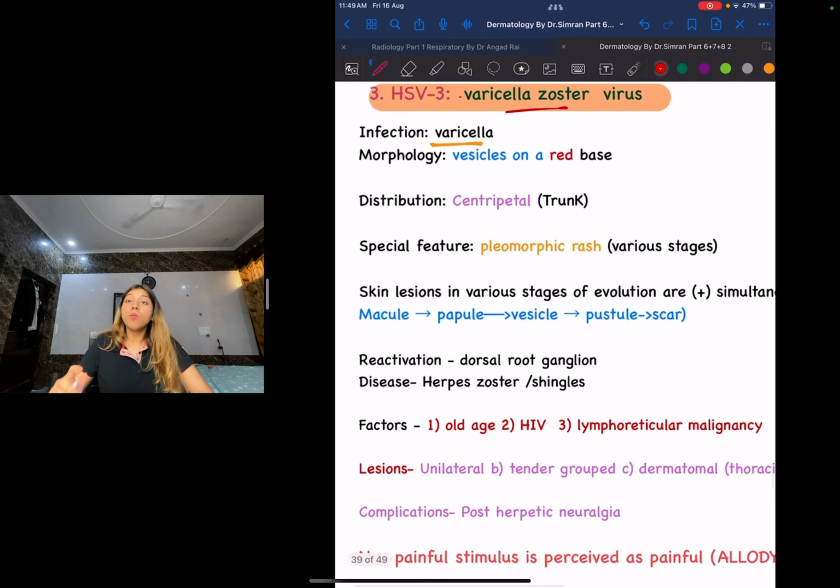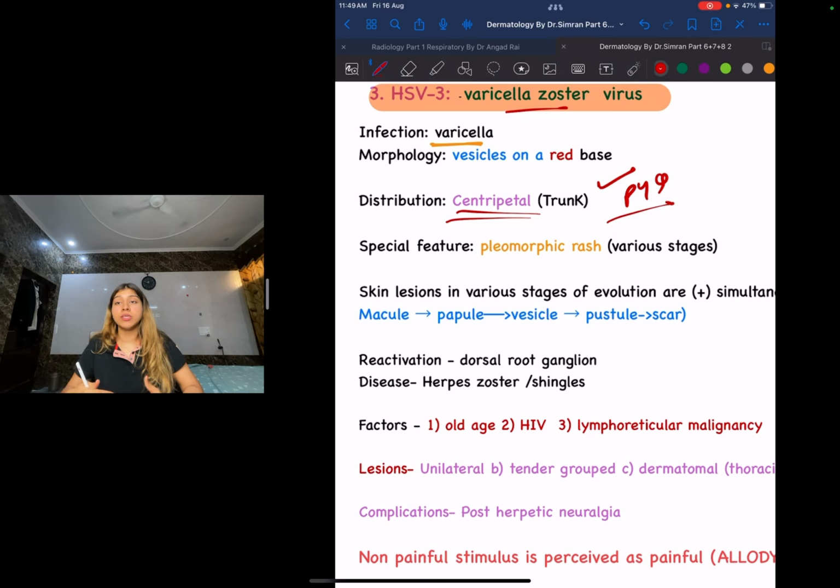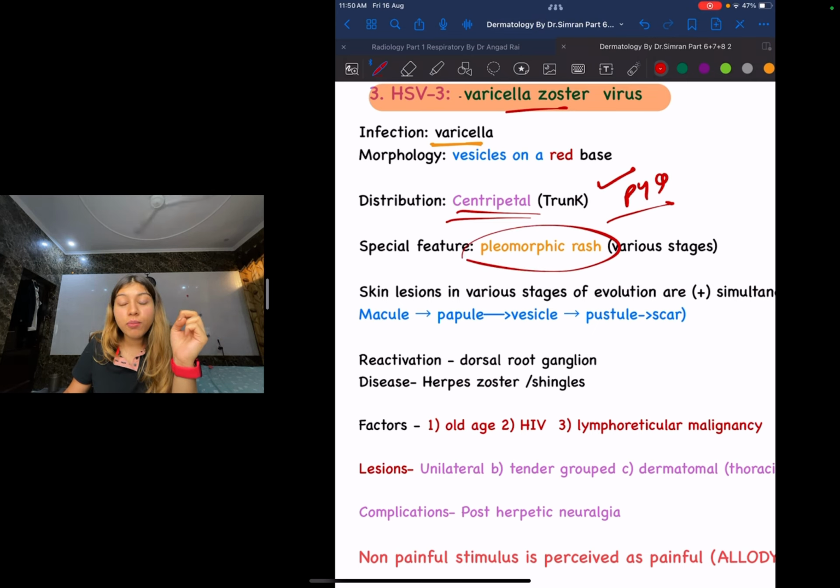Okay, what is going to be the distribution, guys? Very, very important. The distribution is going to be centripetal, on the trunk surface. And a very special feature is that they're going to have a pleomorphic rash. What does pleomorphic rash mean, guys? It means the rash is going to go through various stages.